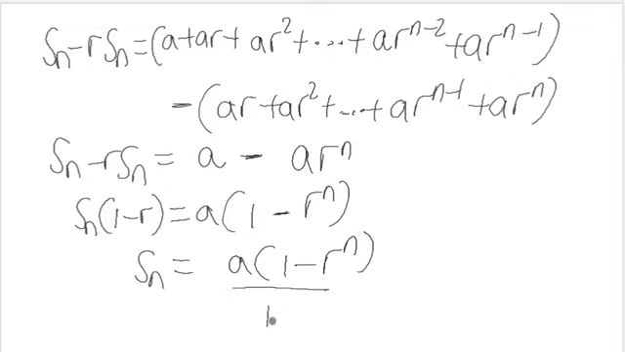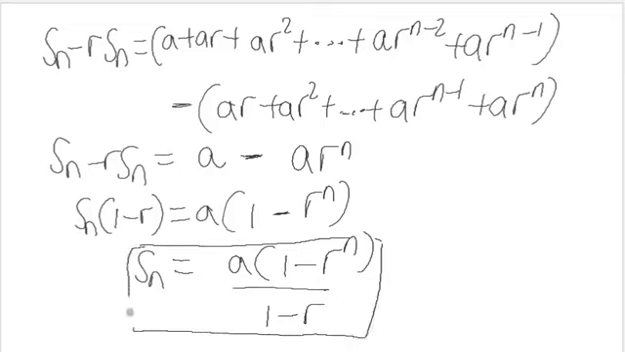So this gives us the formula for the sum of terms in a geometric sequence, which you can also call the geometric series. Now we move to compound interest.